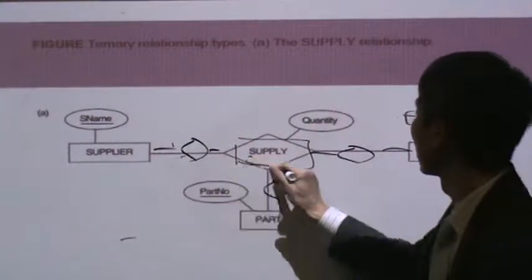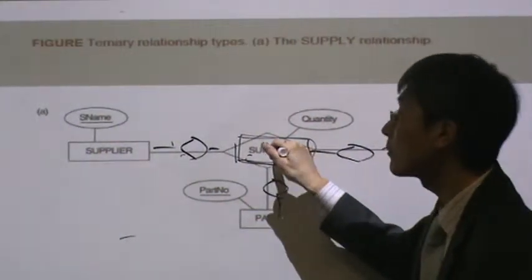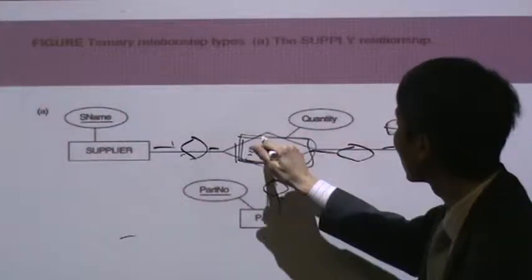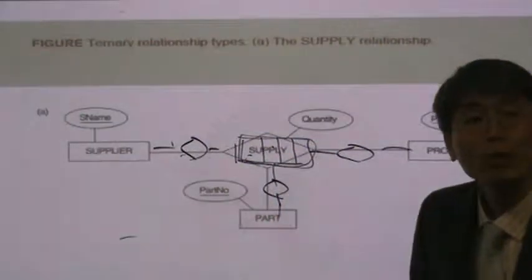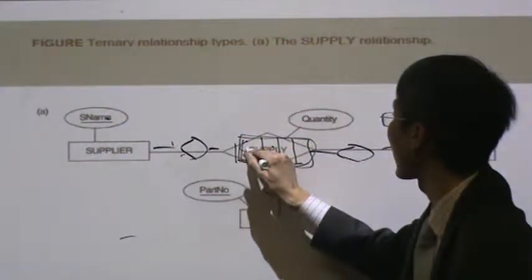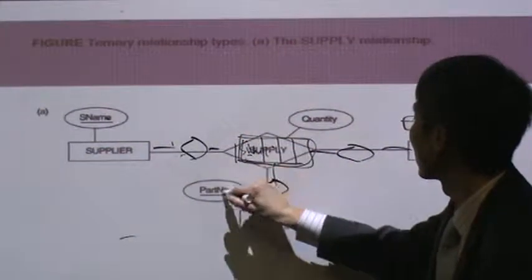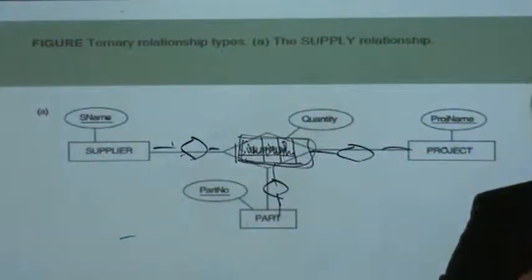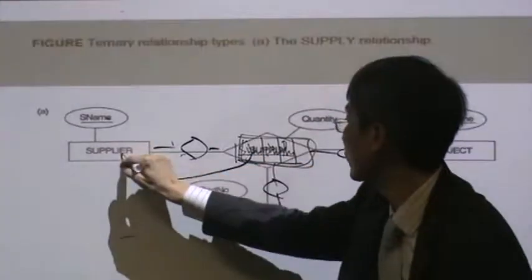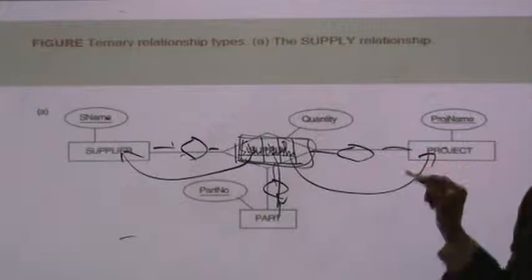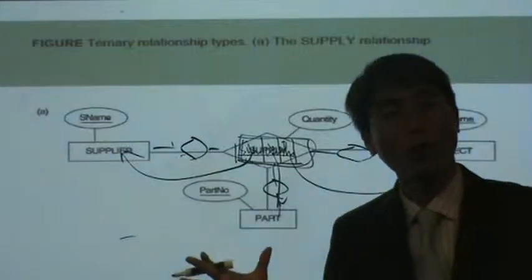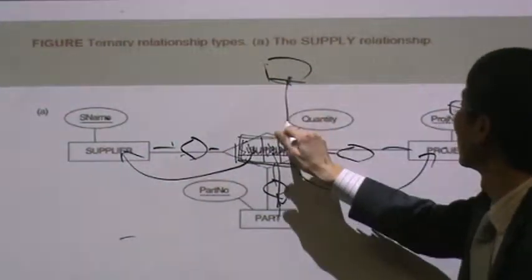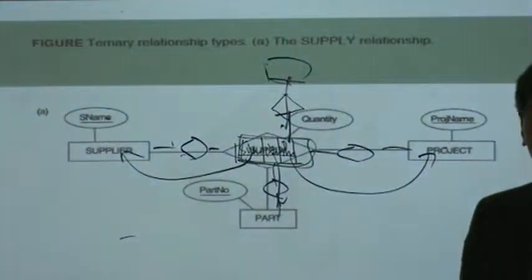So we can create the relationship table, in this case Supply. Then for the primary key of this, we can borrow the supplier name, part number, and project name as a composite primary key. Don't forget to create the 3 foreign keys. What about 4? If 4 of them are involved, same thing. We can create the foreign keys and add them.